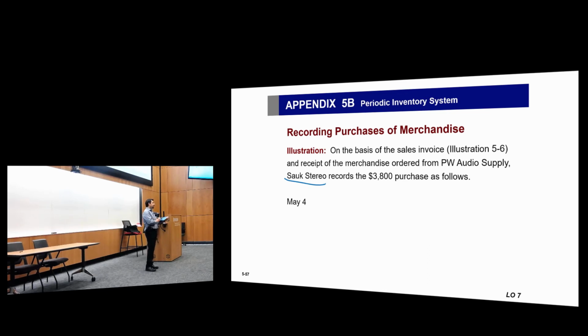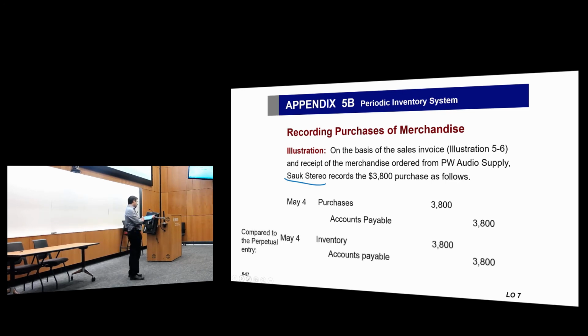So the company will debit an account called purchases, and we credit accounts payable because the company did not pay in cash. It was on account. When we were using the perpetual system, it was like this: we used to debit inventory directly. Here the company will simply say, okay, this is called purchases.